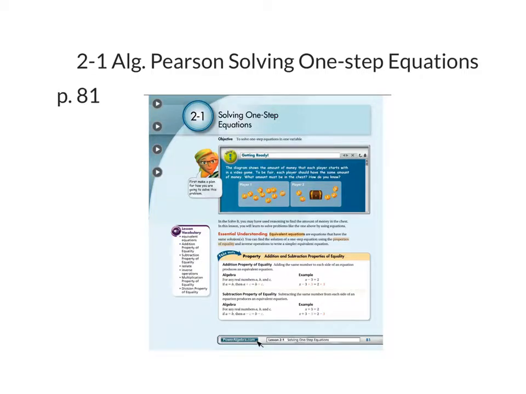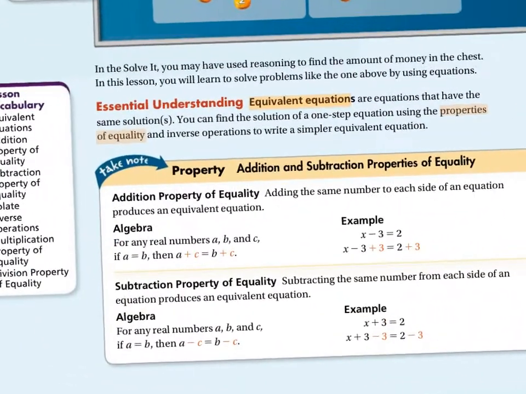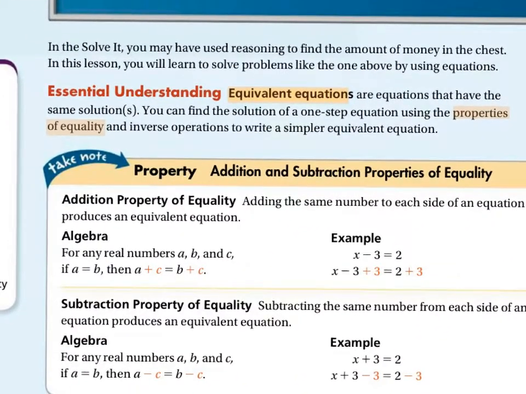Page 81, we're going to look at solving one-step equations. One thing they talk about on this page is equivalent equations. Equivalent equations are equations that have the same solution or solutions. So what we can do is simplify things, and then we can see whether they're equivalent or not.